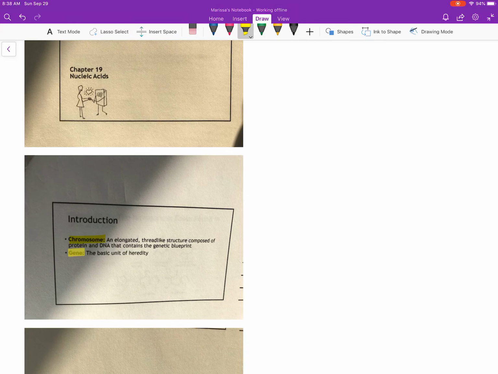We're going to start off with some definition type stuff, and you'll see why we started with this when we get to the end, because we're going to talk about DNA. So a chromosome is an elongated thread-like structure composed of protein, so everything we talked about in chapter 14, and DNA, stuff we're going to talk about today and on Friday.